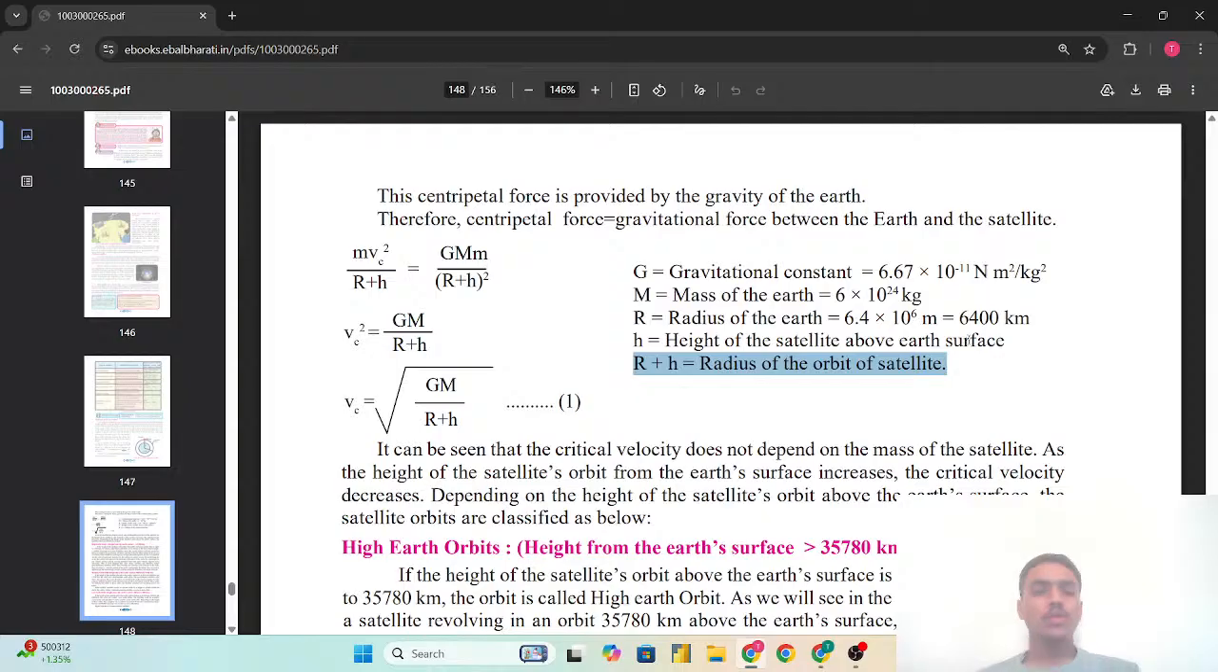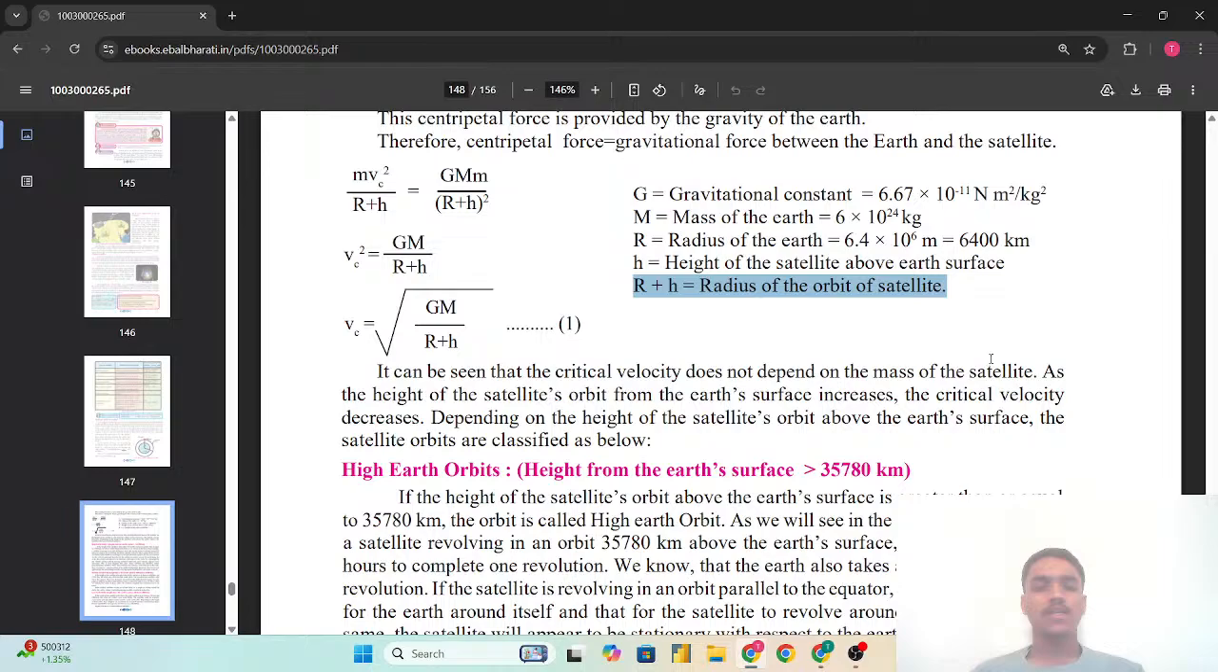So it can be seen that the critical velocity does not depend on the mass of the satellite. As the height of the satellite's orbit from the Earth's surface increases, critical velocity decreases. As you see in the formula for critical velocity, it is inversely proportional to the height. So as the height keeps increasing, the critical velocity keeps decreasing.